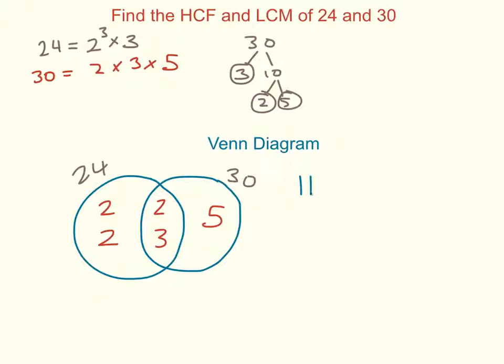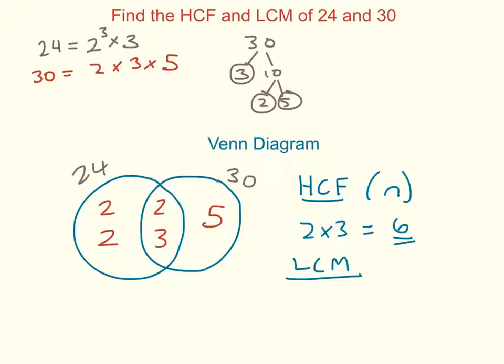Okay, then it's a really neat little trick. To find my highest common factor, rather than writing out lists of factors and circling ones that are the same, I just multiply the two numbers that are in the intersection, so the overlap in the middle. That's the symbol there for an intersection. So 2 multiplied by 3 is equal to 6, so that's my highest common factor, or HCF.